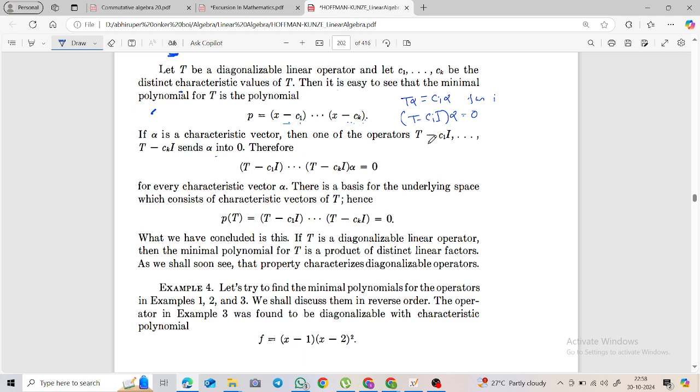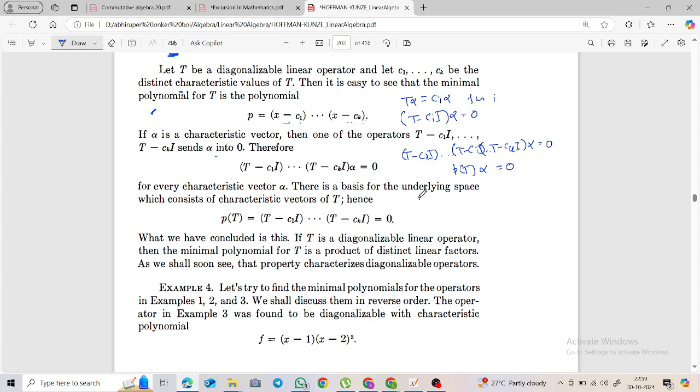Now suppose this I sends alpha to 0. So you can write (T minus C1) up to (T minus Ci) into ... (T minus Ck) of alpha is 0. Okay, but what is this? This is P of T, no? This is P of T of alpha, right?